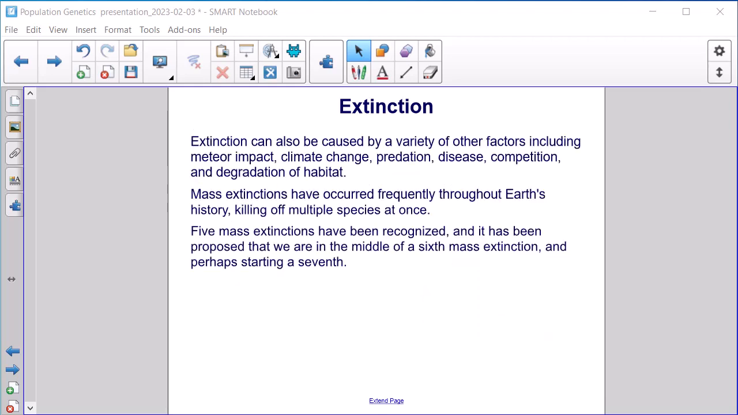Extinction can also be caused by a variety of other factors, including meteor impact, climate change, predation, disease, competition, and degradation of habitat. Mass extinctions have occurred frequently throughout Earth's history, killing off multiple species at once. 5 mass extinctions have been recognized, and it has been proposed that we are in the middle of a 6th mass extinction and perhaps starting a 7th.